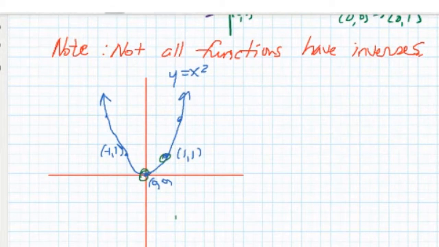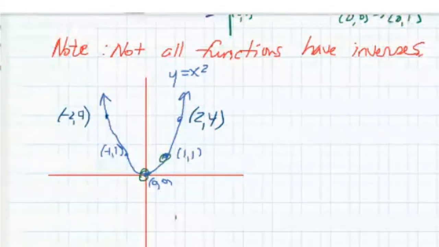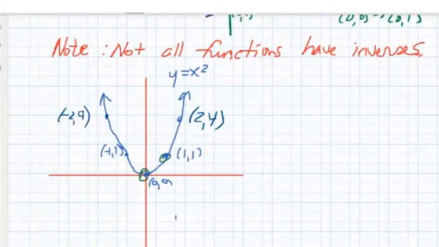So let's look at an example. We're going to look at the function y equals x squared. I've plotted the three normal key points. I'm also going to additionally plot 2, 4 and negative 2, 4. So what would happen if I tried to switch all the x and y coordinates of this graph? What would the resulting graph look like?